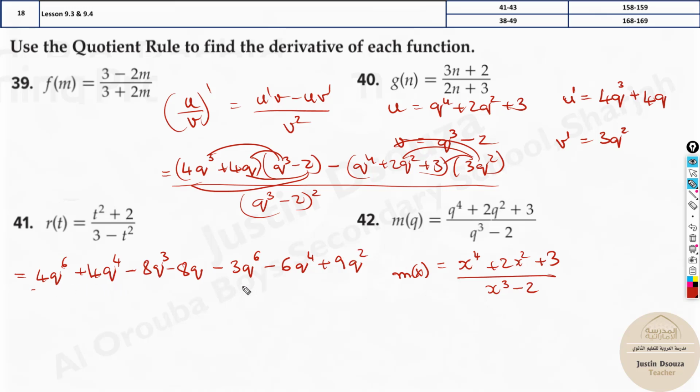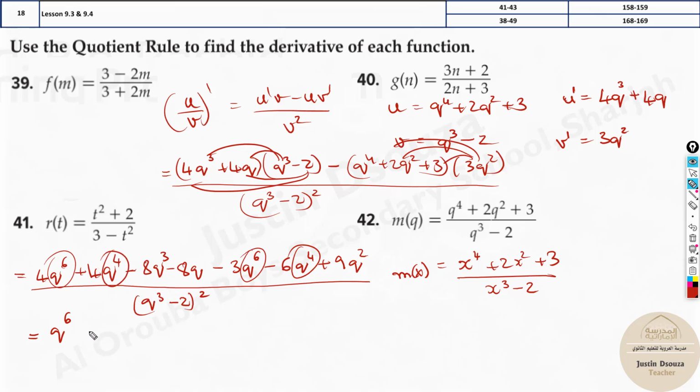Now this entire thing is divided by q to the power 3 minus 2 the whole square. Now this is fine. Leave this denominator as it is. Just simplify the numerator. How can we simplify it? You can see all the same variables, mark them up. Over here it is 4 minus 3, that is 1. Only q power 6 remains. 1 q power 6 is just q power 6. What about q power 4? We have 4 minus 6. It will be minus 2q power 4.